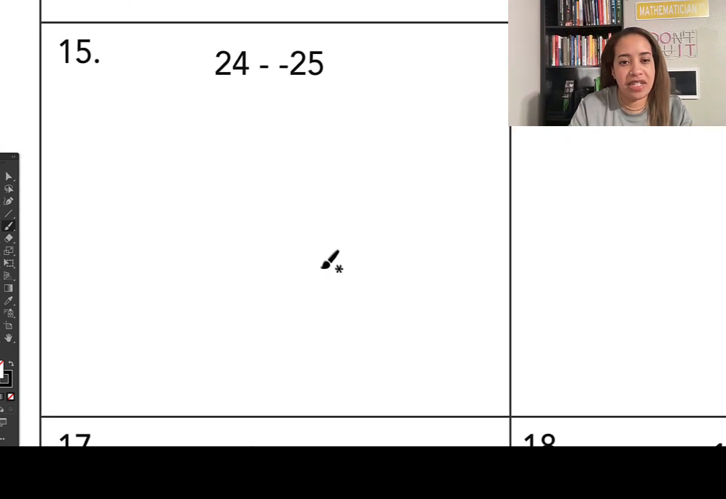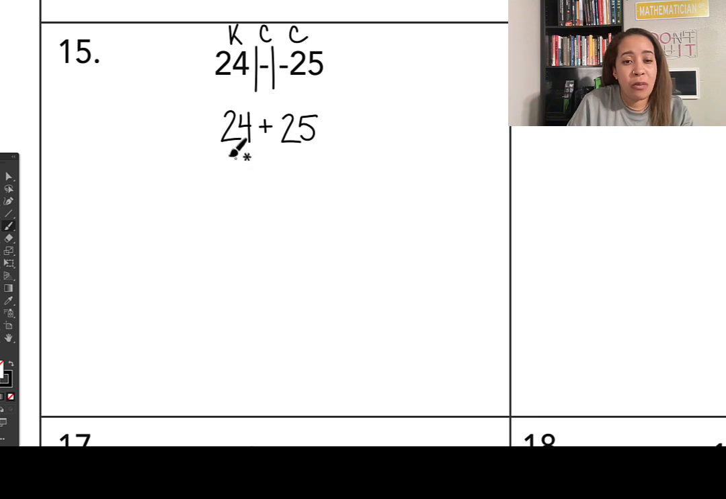Here is number 15. We see subtraction, so we say keep, change, change. We keep the 24, change from a minus to a plus, and change from a negative 25 to a positive 25. Now we see an addition problem with both integers as positive numbers, so we can just add those up. 24 plus 25 gives us 49. So that means 24 minus negative 25 gives us a final answer of 49.